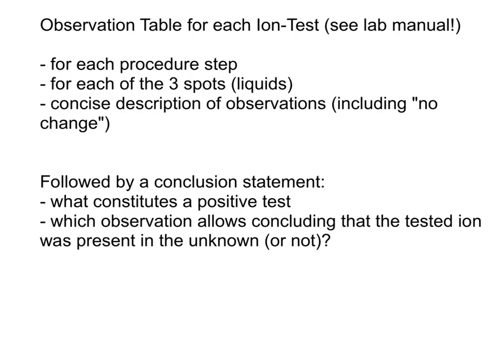Under each of the 7 observation tables, leave room for a conclusion statement. This statement has 2 parts. First, you describe what a positive test would look like, and secondly, you describe which observation allowed you to conclude that the tested ion was present or not present in the unknown solution.